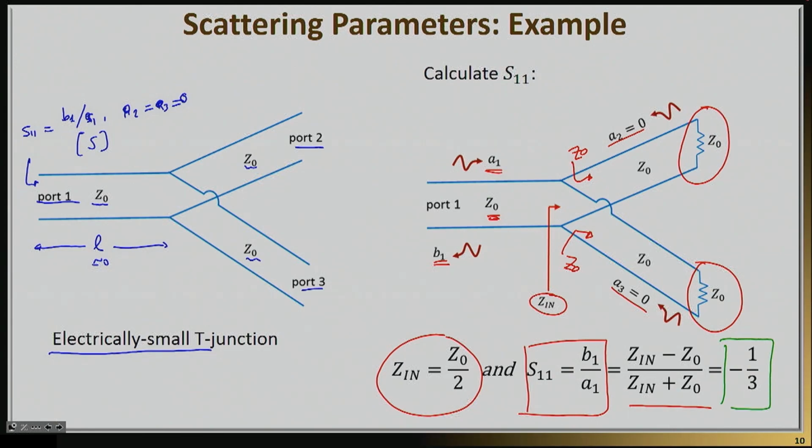So this is the classic way that you will be calculating the S11 of any network. You will terminate all the other ports with their own characteristic impedances, and then find the reflection coefficient into port 1.